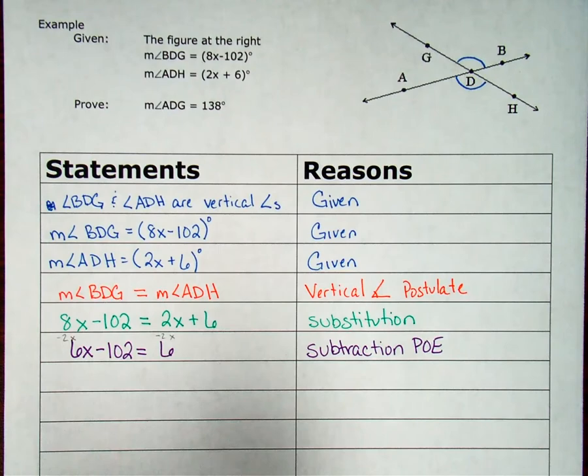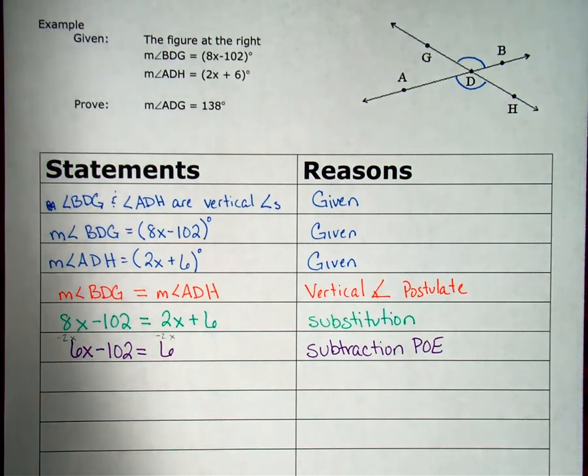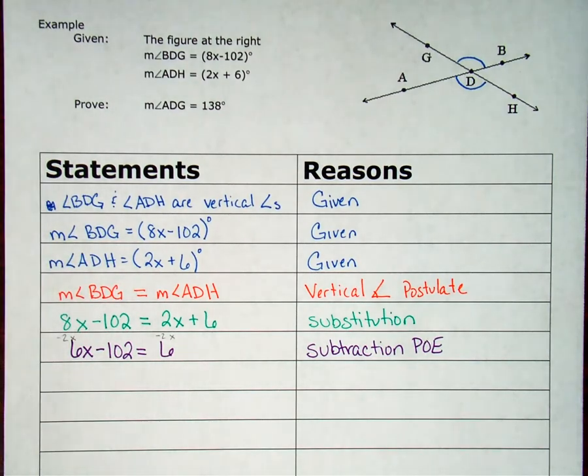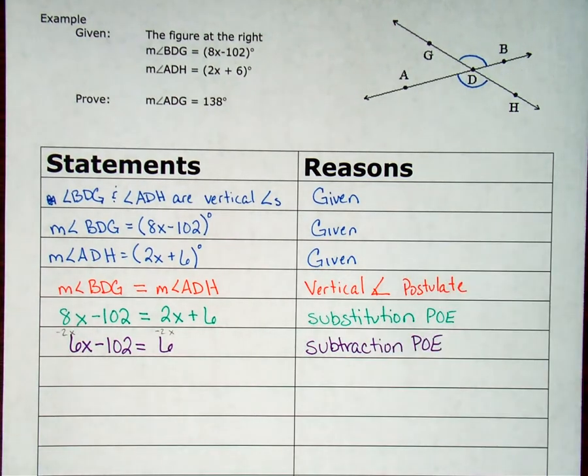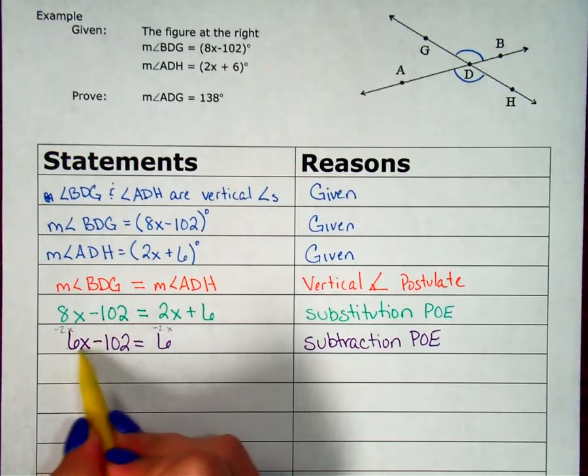Oh, do you see what I forgot? Substitution, POE. Okay, make sure if you're going to abbreviate that I can tell the difference between your subtraction and your substitution, right? Right, the next thing I need to do is I need to get the 6x all by itself.